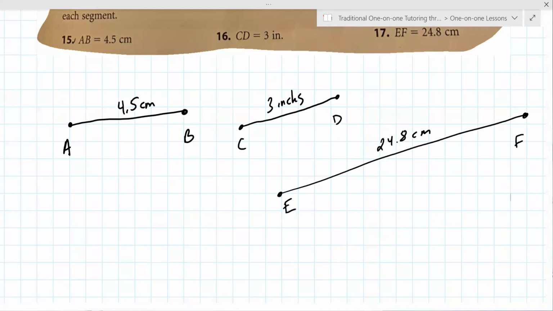Okay, so if you got your book out, can you read the instructions for question 18? Yes.